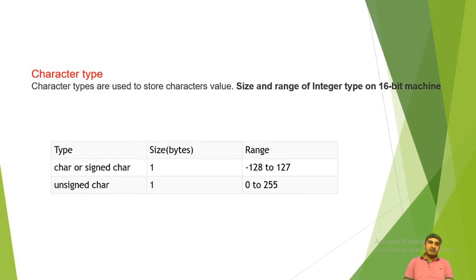Now the character type. Character types are used to store character values. On a 16-bit machine, the signed character is 1 byte, that is 8 bits, and the range is minus 128 to 127. Unsigned character is also 1 byte, but the range is 0 to 255.